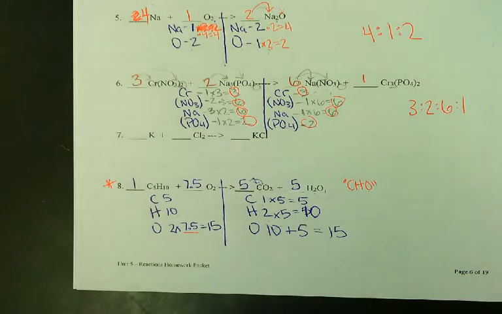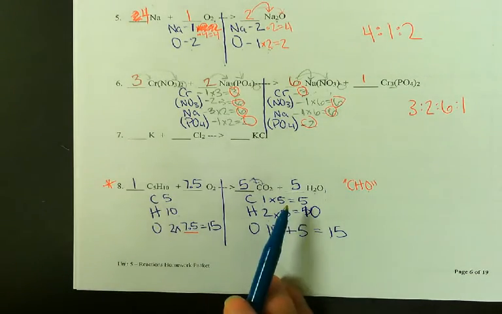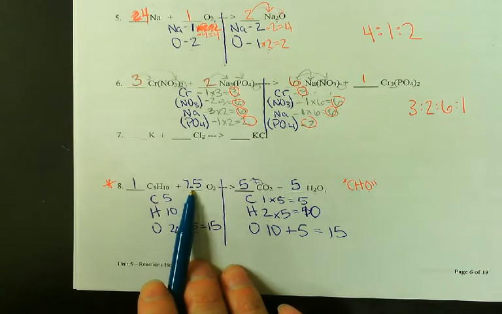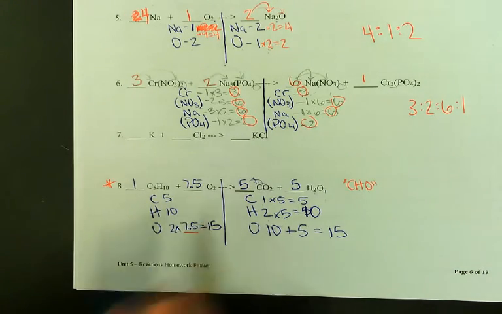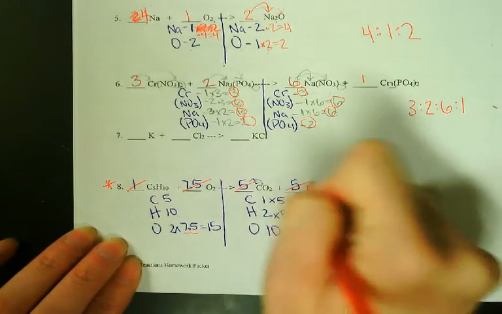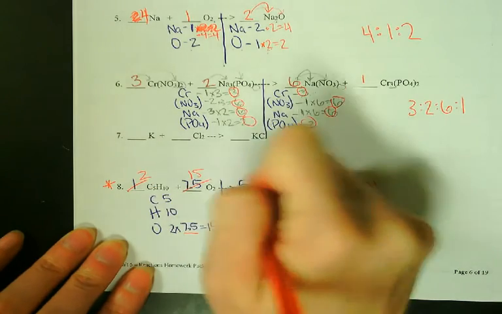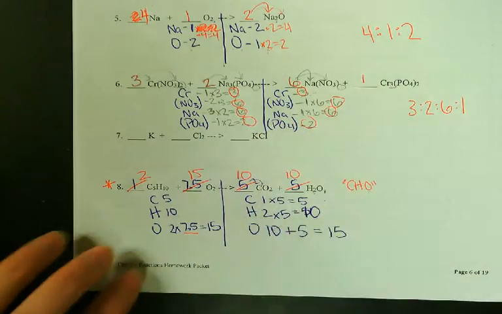And now I'm balanced. But I'm not allowed to do that for real, right? This balances it, sure, but I'm not allowed to have decimals. I need whole numbers. So to get rid of a half, you multiply it by 2. And so if we change one of these balance coefficients, we change them all. We just go back and double everything. 2, 15, 10, and 10.